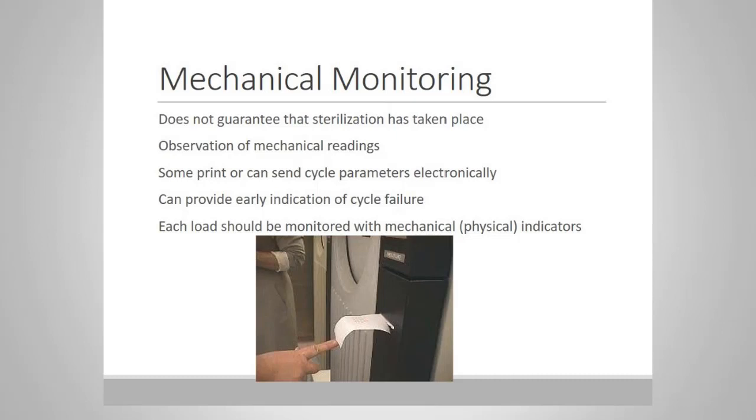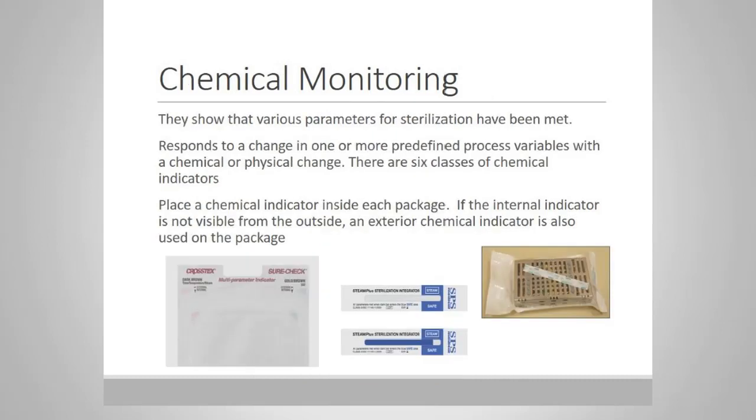Mechanical monitoring is the observation of the mechanical readings. Some autoclaves can print or send cycle parameters electronically. They will provide early indication of a cycle failure, and each load should be monitored with mechanical or physical indicators.